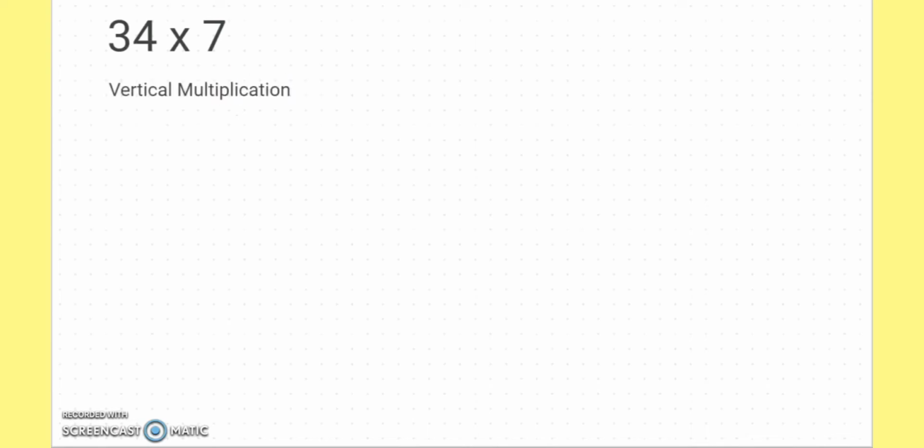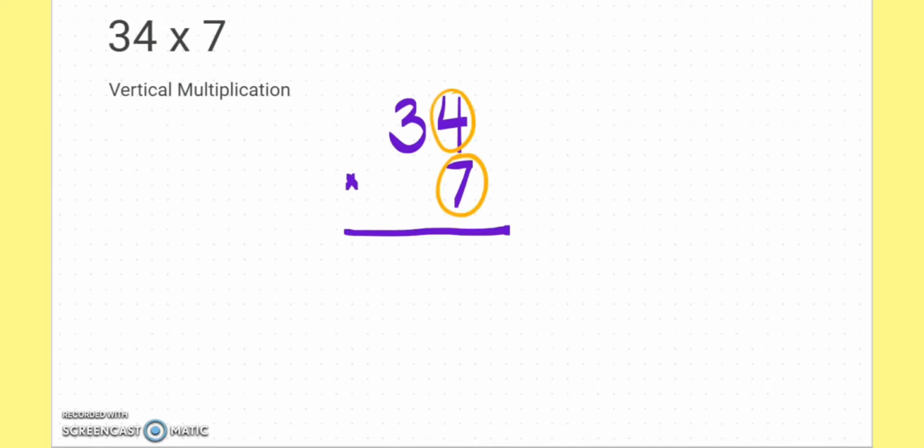Before we apply the lattice method and the line method, let us first get the answer to this by using the normal multiplication method, which we call the vertical multiplication. To do this, we align the digits according to their place values. In this case, the 4 and the 7 are both the ones digits.